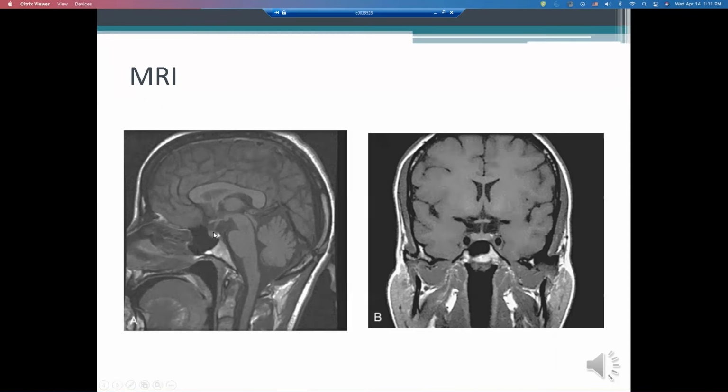So that's a normal pituitary here, that's the stalk, this is the optic chiasm. And the bright spot here is the neurohypophysis, which is usually bright on T1 sequence of MRI. If you look at the coronal view, you can see the cavernous, the internal carotid artery right here. This is the sphenoid sinus. This is the pituitary right here. That's the stalk, and this is the optic chiasm.